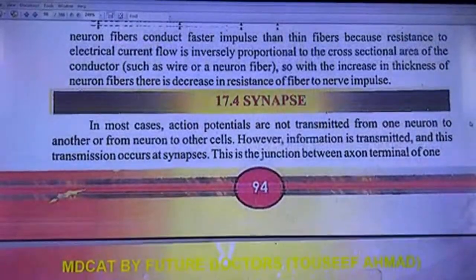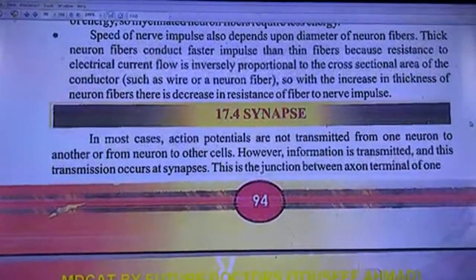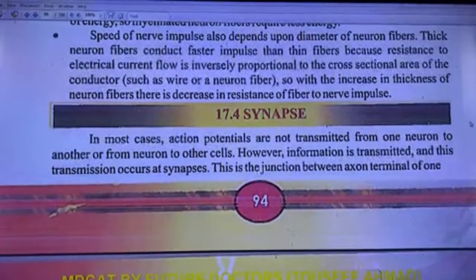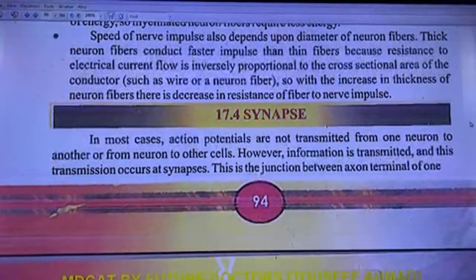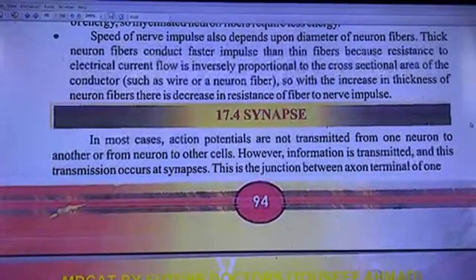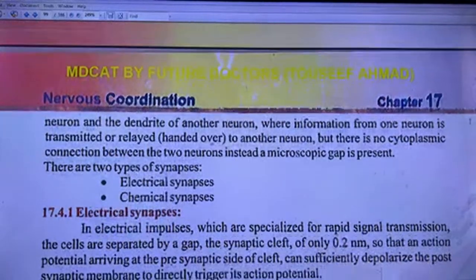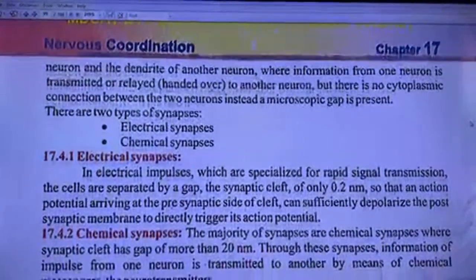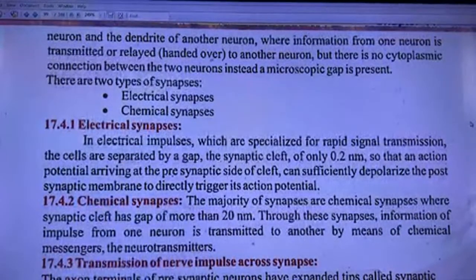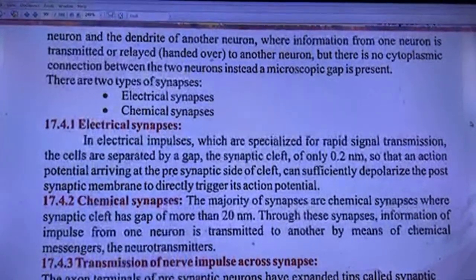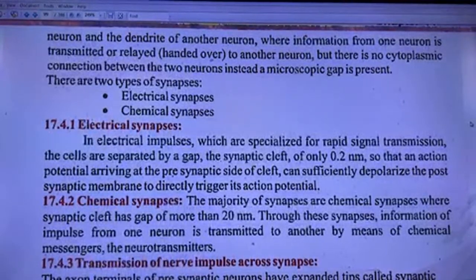Synapse. In most cases, action potentials are not transmitted directly from one neuron to another or from a neuron to another cell. However, information is transmitted, and this transmission occurs at synapses. This is the junction between the axon terminal of one neuron and the dendrite of another neuron, where information from one neuron is transmitted or relayed, handed over to another neuron, but there is no cytoplasmic connection between the two neurons. Instead, a microscopic gap is present. There are two types of synapses: electrical synapses and chemical synapses.